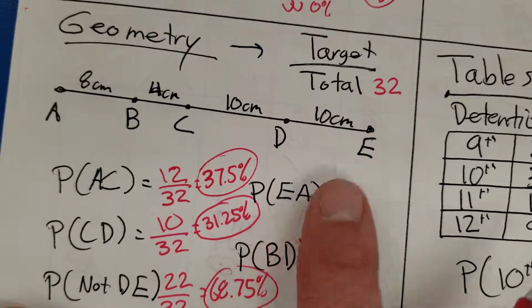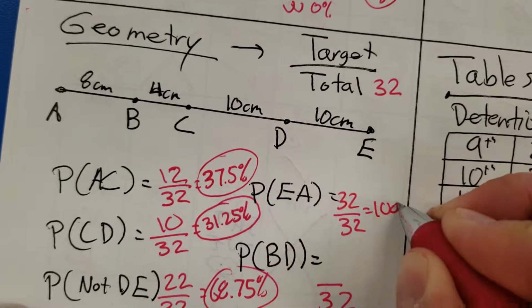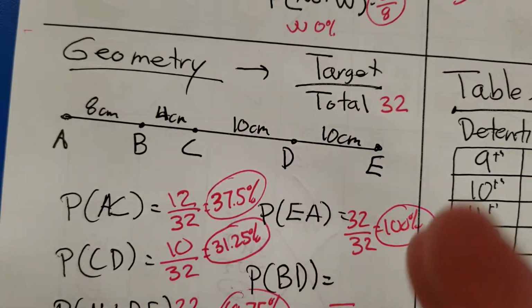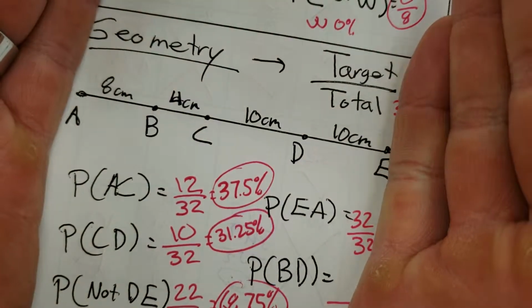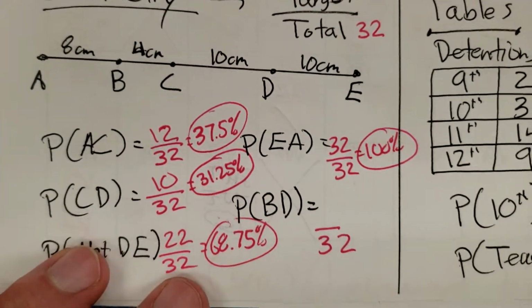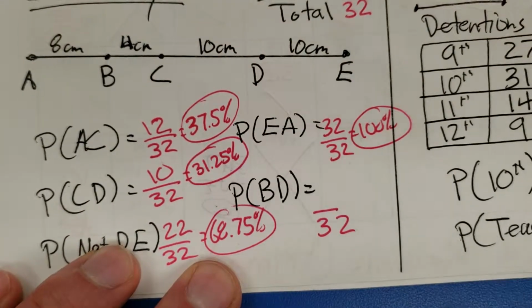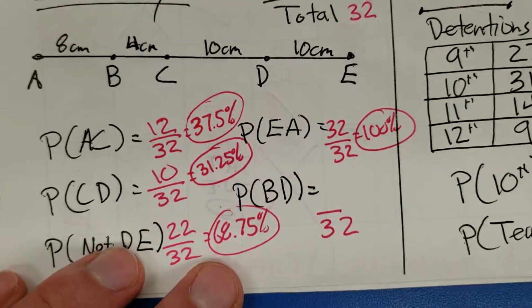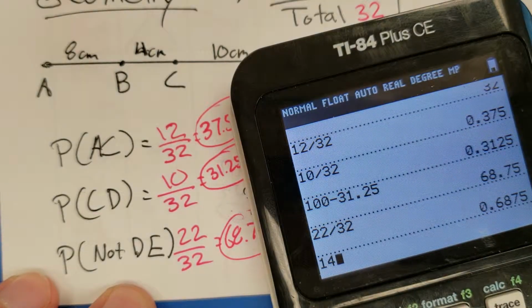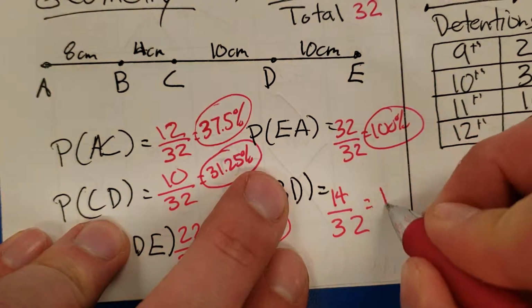Probability of landing on EA. Oh, trickery. Had the whole thing. Nice job. That was a tough one. What's the probability of landing on any part from start to finish? 100%. If this is the only part you're aiming for, you cannot land anywhere else. They're not just going to say you're going to land out of bounds. Don't worry about it. That's your target area. B to D would be 14, so 14 out of 32. Looks like it's going to be 43.75%.